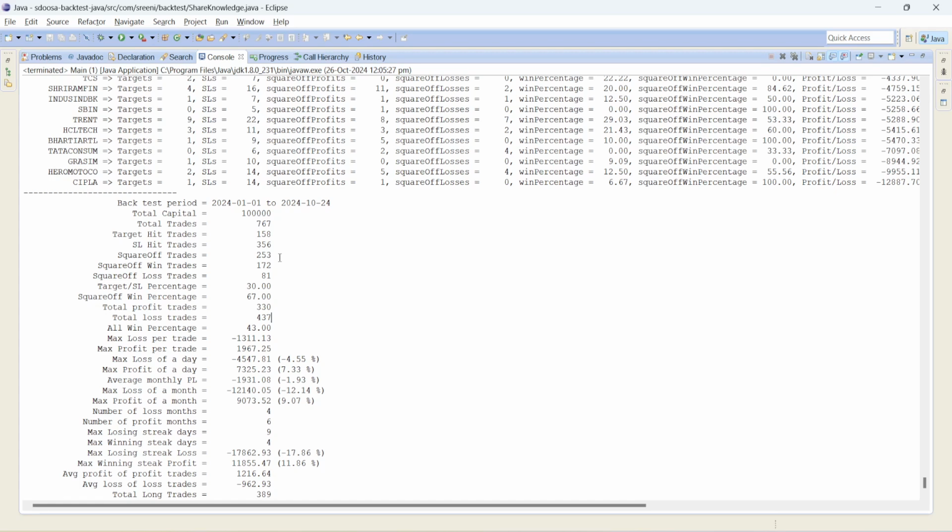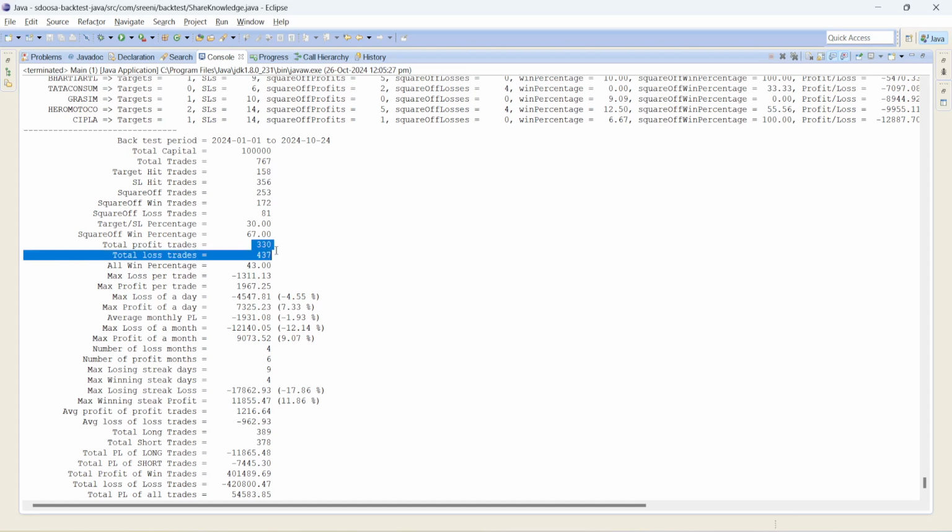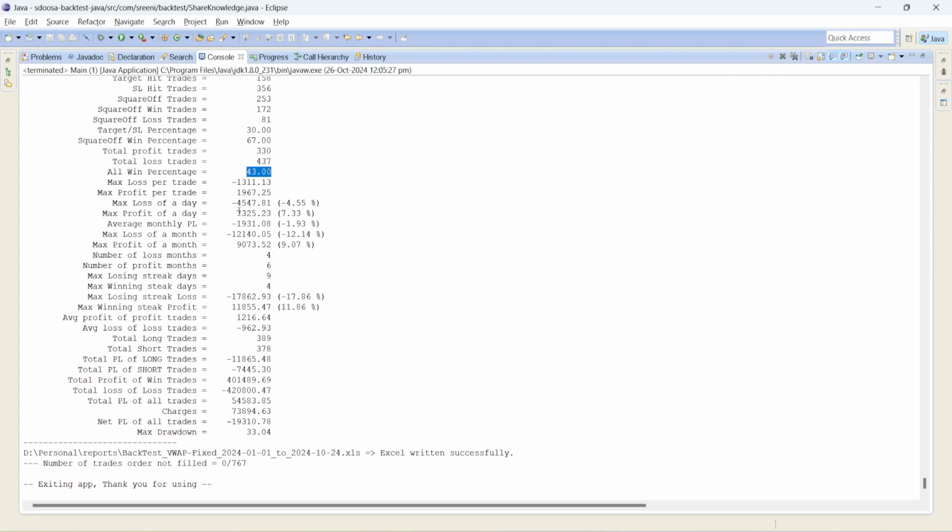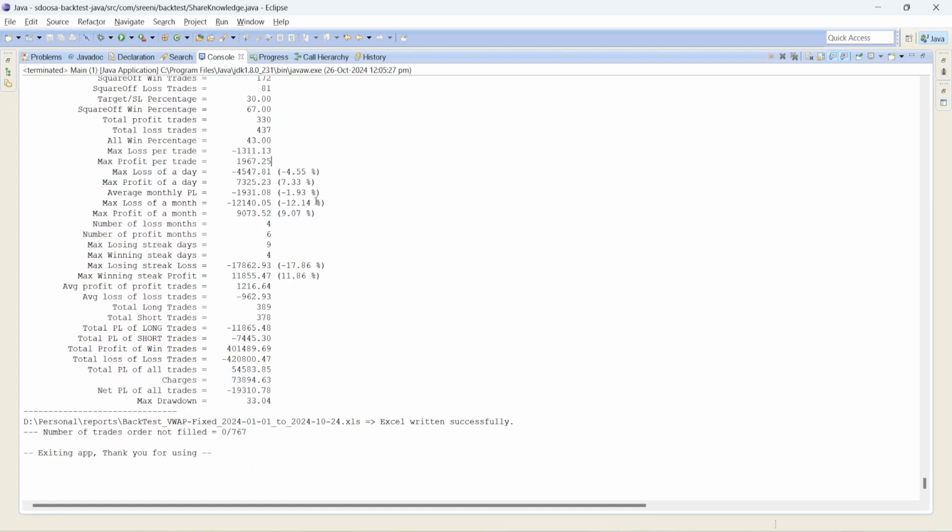There are some trades squared off at 315 without hitting a stop loss or target. 253 trades are there. Out of 253, the win trades are 67. So the overall profit is 330 and overall loss is 437, which is 43% win percentage. If you look at max loss of a day, minus 4,000, and max profit of a day, 7,300. So max loss of a month 12%, max profit of a month 9%, number of loss months 4, number of profit months 6, max losing streak 9 days, max winning streak 4 days.